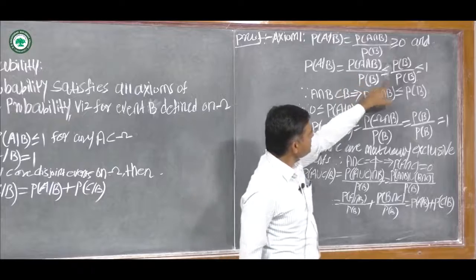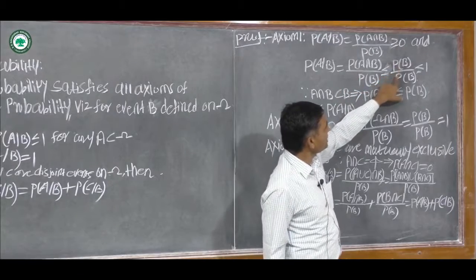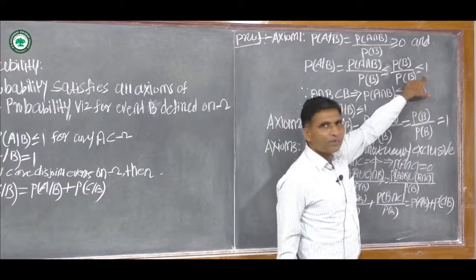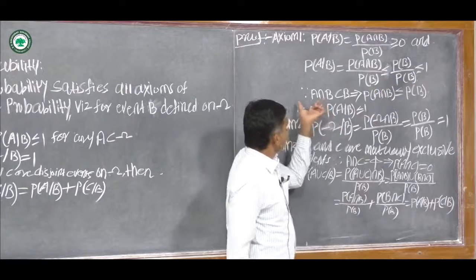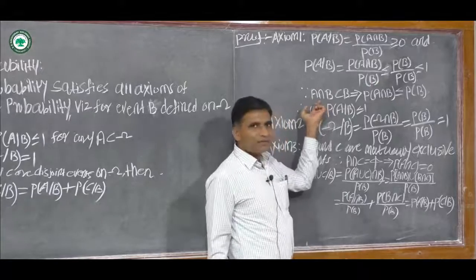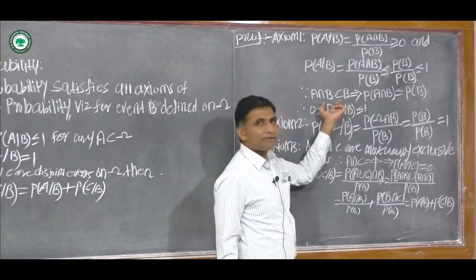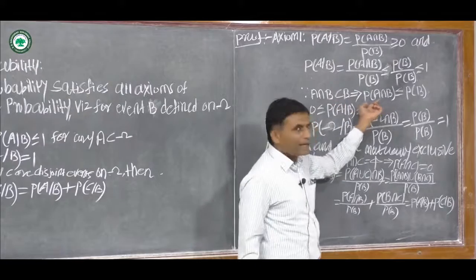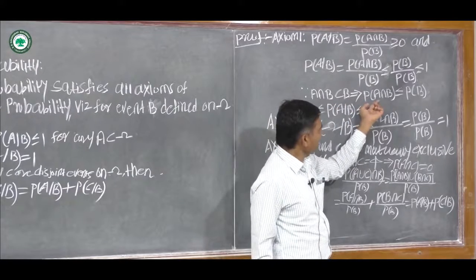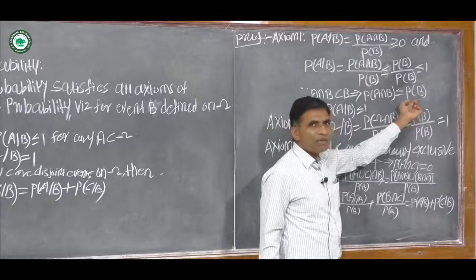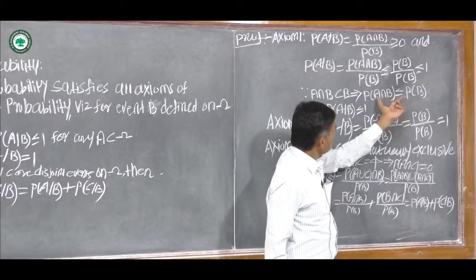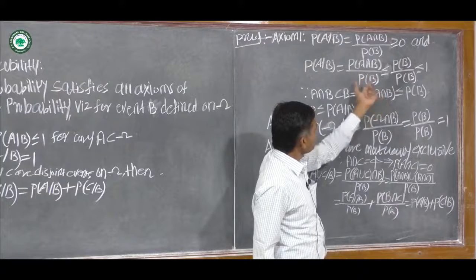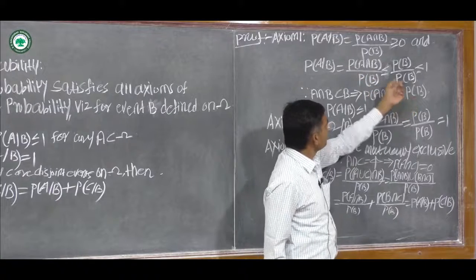This probability is less than or equal to probability of B upon probability of B, which is less than or equal to 1. Since A intersection B is a subset of B, therefore probability of A intersection B is less than or equal to probability of B.